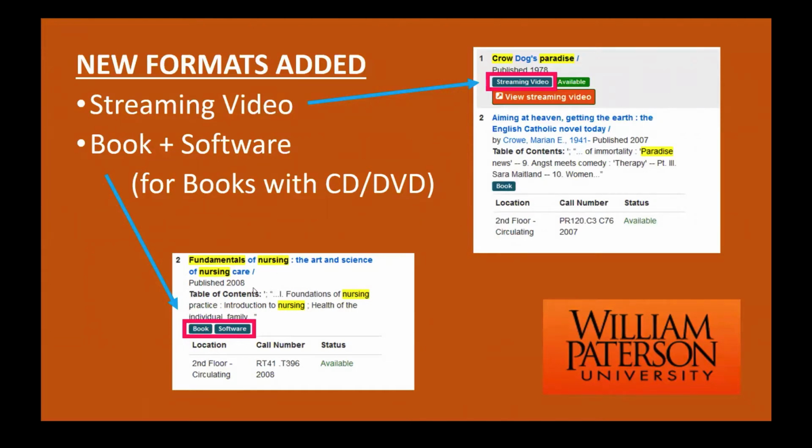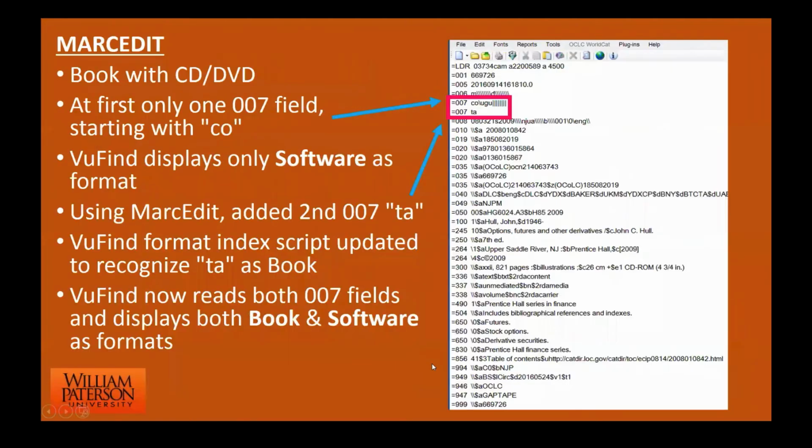So one way we got around that was to modify the bib record, and let me show you here. This is MarcEdit, which some of you may be familiar with. It's a way to edit the bibliographic record. What we did is we located all of our records in Voyager that had books and discs, and as you can see, they had that 007 with the CO field. That's just for the disk.